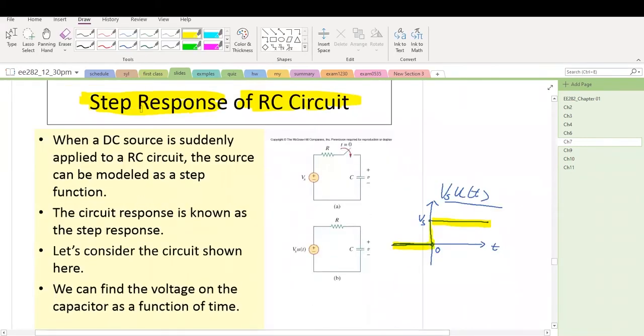Let's review the step response for RC circuit. Let's look at this circuit. At t equals 0, the switch closed. So at t greater than 0, after t equals 0, the voltage source is applied to the circuit. And this notion, Vs plus the action of switch, equals Vs multiplied by u of t. U of t is the step function.